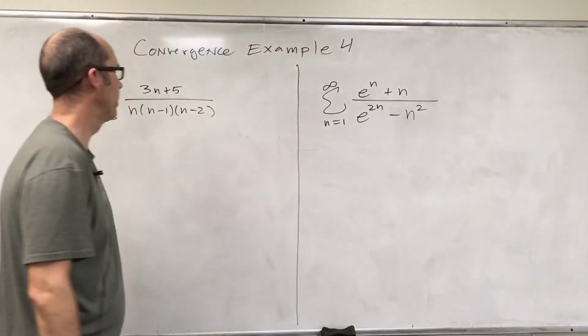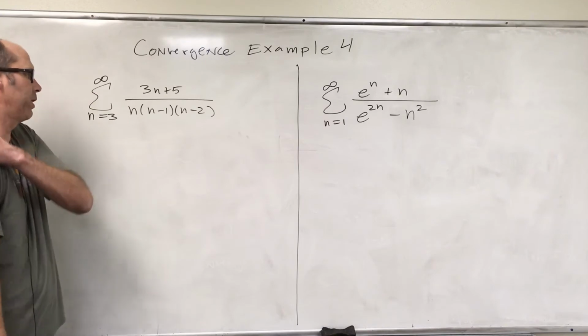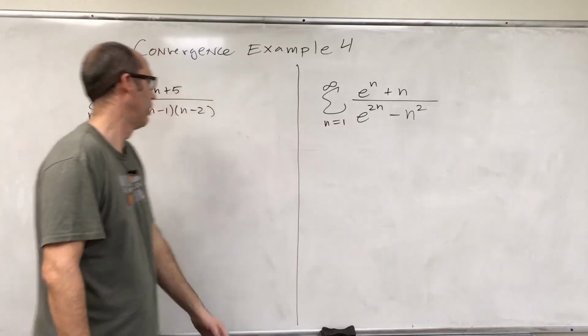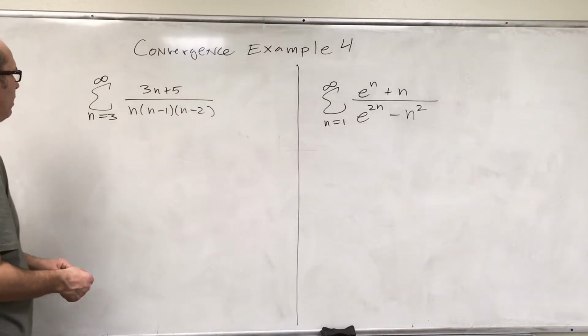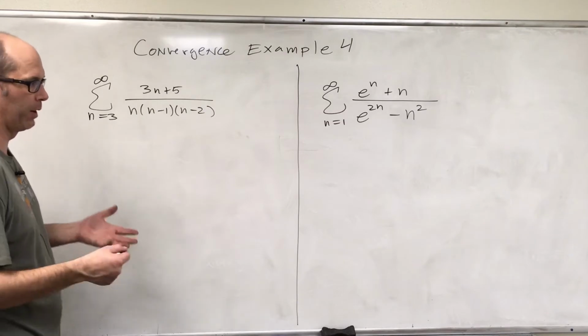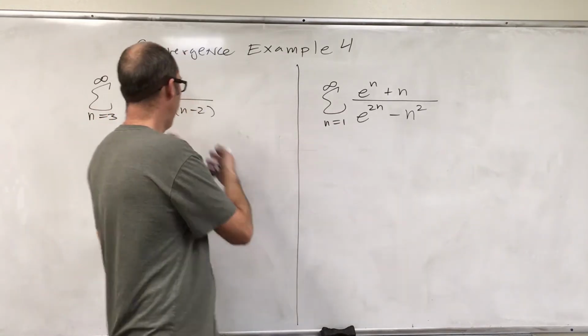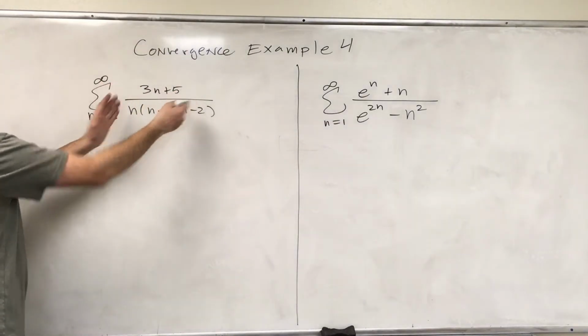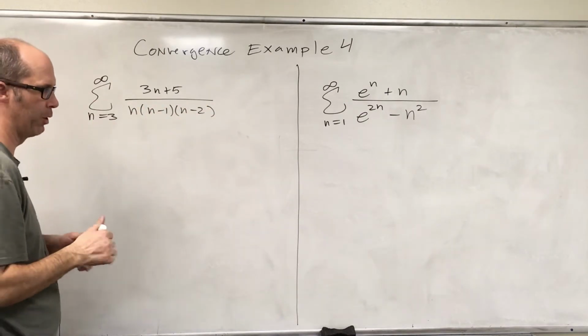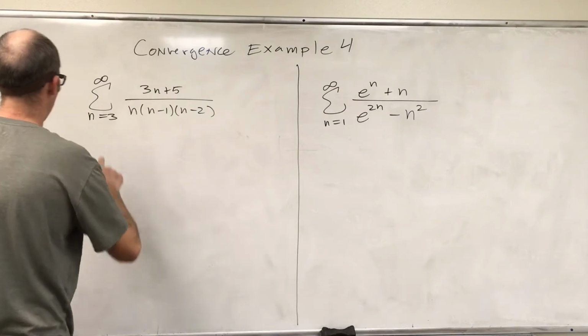All right, in this example, we'll investigate the convergence or divergence of each of these infinite series. Here we're going to look for dominant terms and compare tail thickness. We're going to compare the tail thickness of this to something that we know converges or diverges.